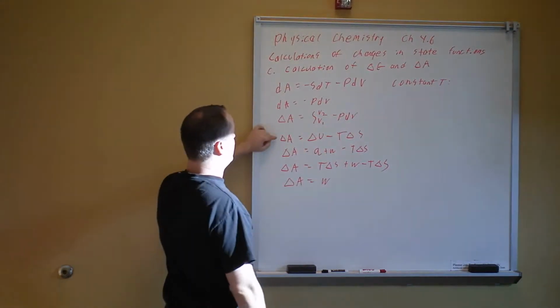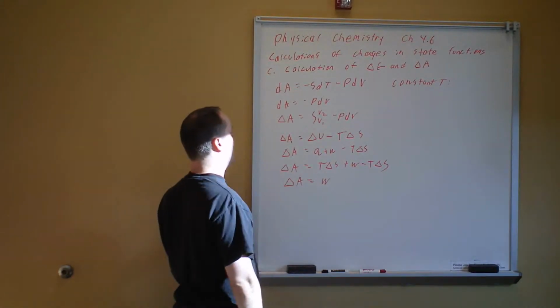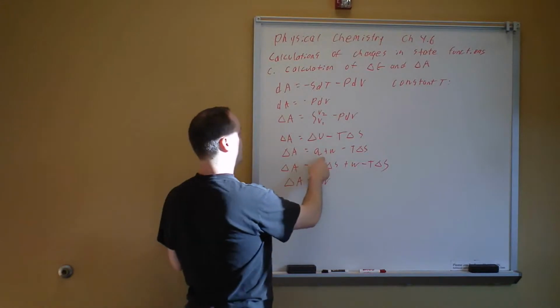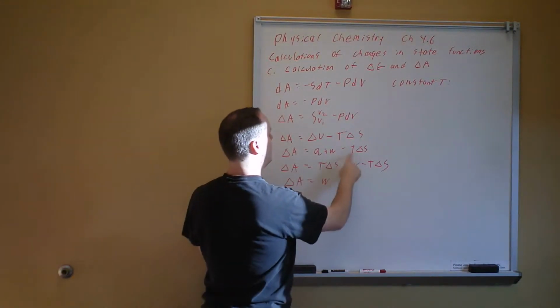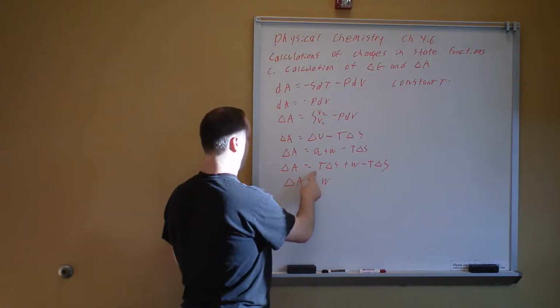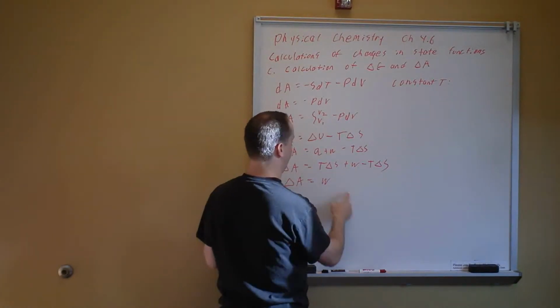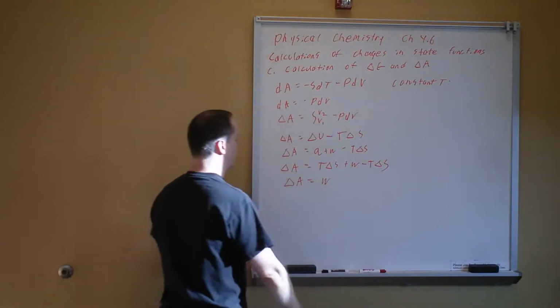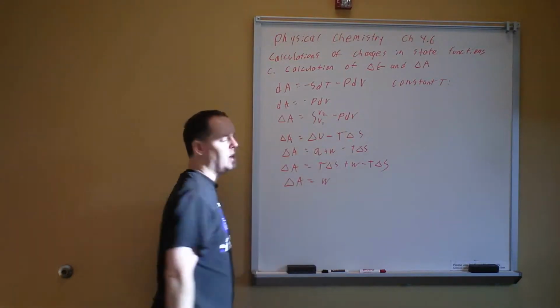Another way to look at it would be to start with delta A is equal to delta U minus T delta S. We know that delta U is equal to Q plus W, so delta A is equal to Q plus W minus T delta S. We also know that Q is equal to T delta S, so delta A is equal to T delta S plus W minus T delta S. These terms cancel out, so we're left with delta A is equal to W, which everybody knows is minus PdV.